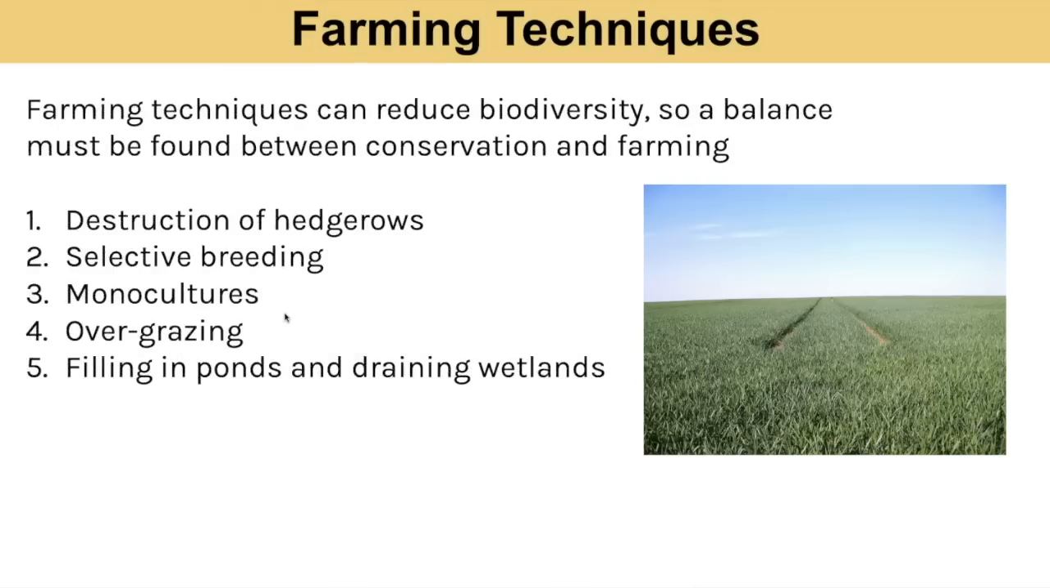Farming techniques can reduce biodiversity, but it is needed to provide food for humans. So we have to come up with some kind of compromise between the two. You could get application questions where you have to suggest different farming techniques that could reduce the biodiversity. So I've got some of those listed here. And if you want more detail on that, then go to my actual biodiversity video to hear all of the examples and how it reduces the biodiversity and what the compromise would be.